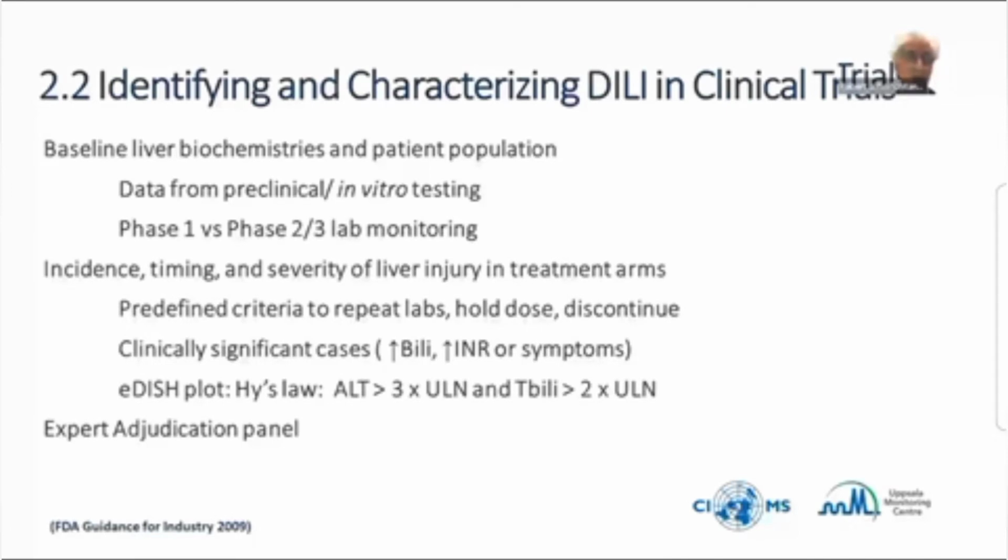The FDA and other regulatory agencies frequently will plot individual patients with regards to their ALT elevation on the x-axis and their total bilirubin elevation on the y-axis to form what's called an eDISH plot. And from an eDISH plot, you can determine the proportion of patients who meet Hy's Law criteria, which is acute hepatocellular injury defined as an ALT of greater than 3 times upper limit of normal, normal alkaline phos, and a total bilirubin of greater than 2 times upper limit of normal.